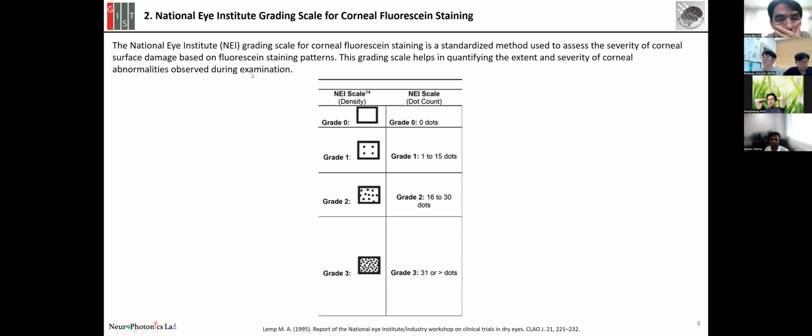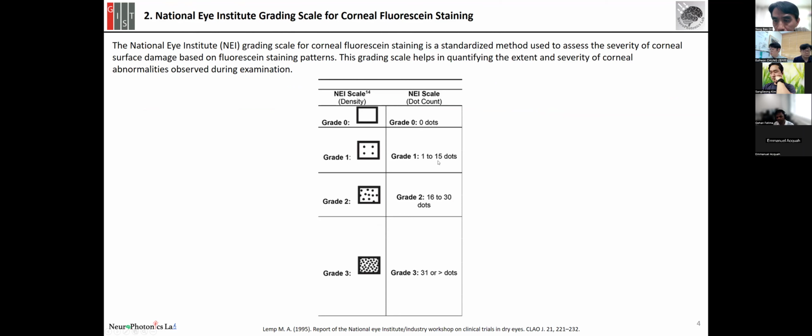After that, there is some kind of analysis. I searched and found that there is a National Eye Institute grading for how people are analyzing the corneal fluorescence staining. For grade 0, they have 0 dots, grade 1 is less than 15 dots, grade 2 is less than 30 dots, and grade 3 is more than 31 dots. So for analysis, we have to count the number of dots.